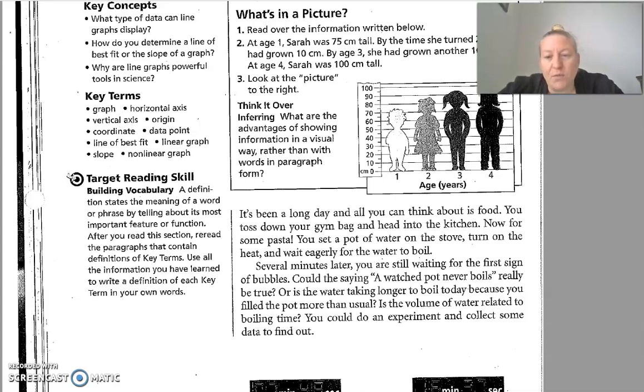Could the saying, "a watched pot never boils," really be true? Or is the water taking longer to boil today because you filled the pot more than usual? Is the volume of water related to the boiling point? You could do an experiment and collect some data to find out.